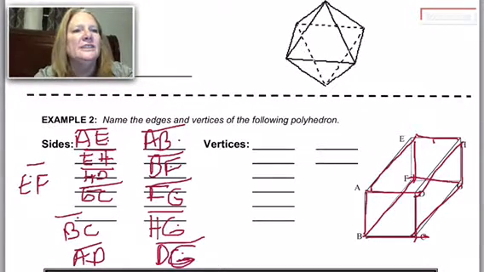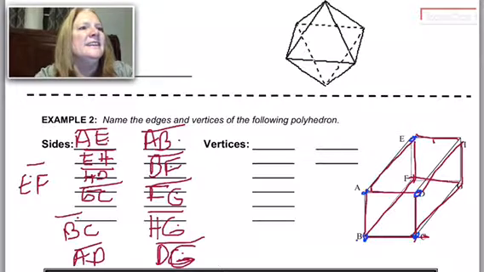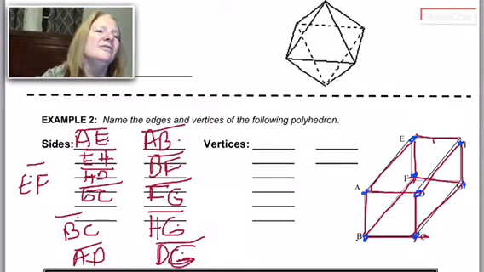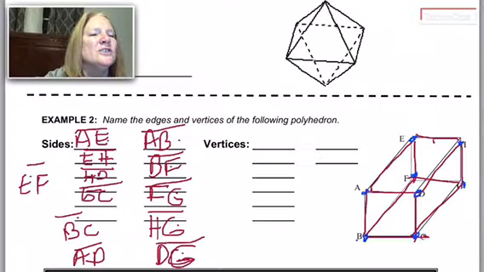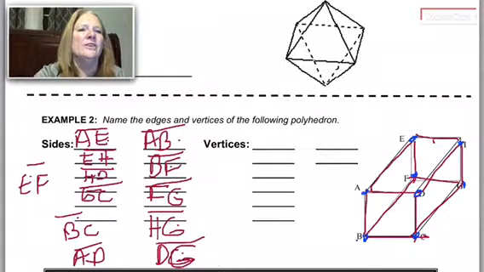And then the vertices are just the corners. So A, B, C, D, E, F, G, H. Okay, so I'm not going to write those down, but all of the corners are the vertices.